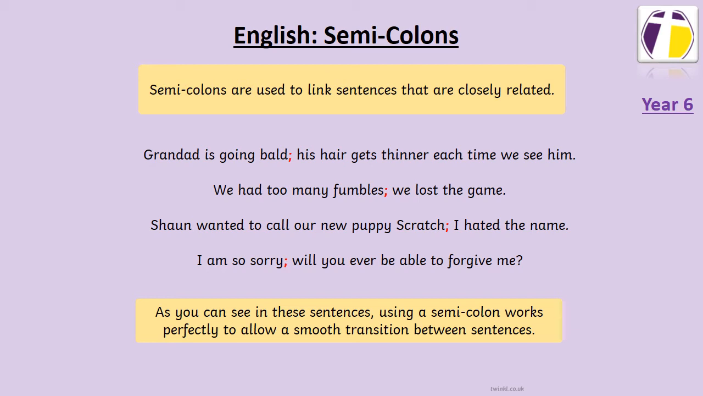The last one uses a sentence, a main clause, but also a question, but they are still joined with the semicolon as they are about the same thing. I am so sorry; will you ever be able to forgive me? As you can see in these sentences, using a semicolon works perfectly to allow a smooth transition between the two sentences.